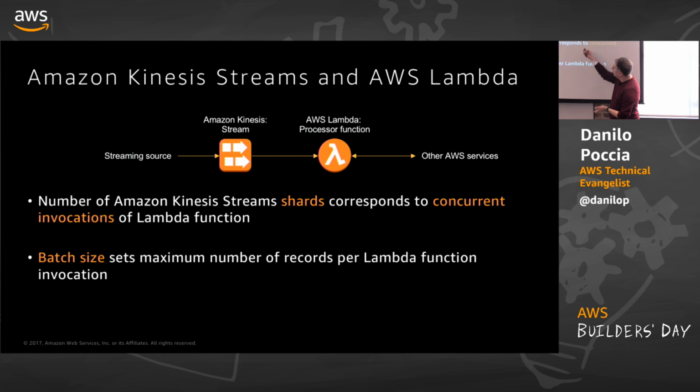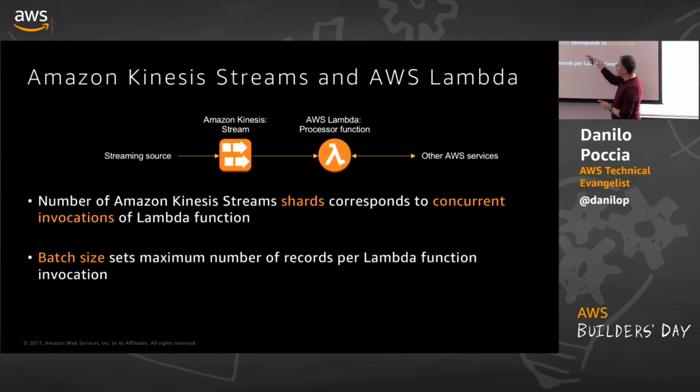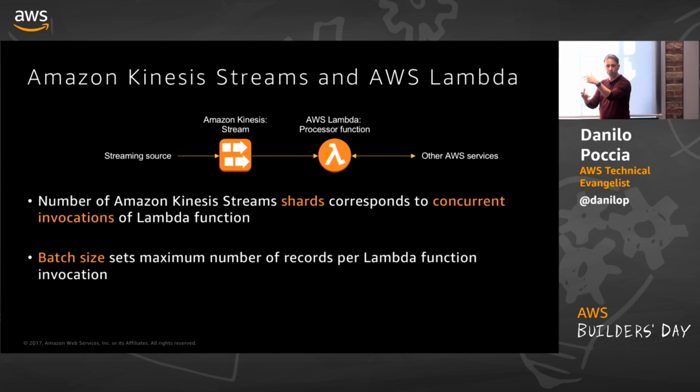So this means that you have basically 2 ways to increase performance. One is to increase the batch size, so how many records at a time you want Kinesis to send to its Lambda function, so each shard to its own Lambda function. The second one is that you may need to increase the number of shards even if you don't need too much ingestion power, because you need more Lambda functions to process the data.